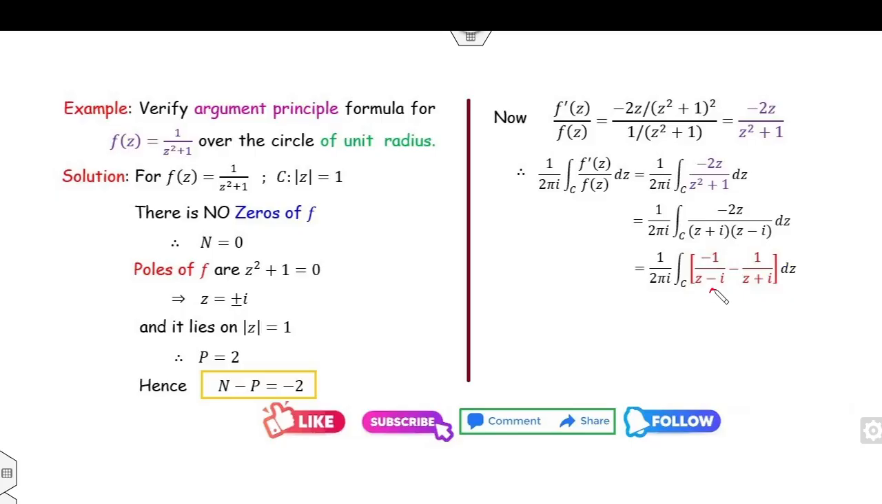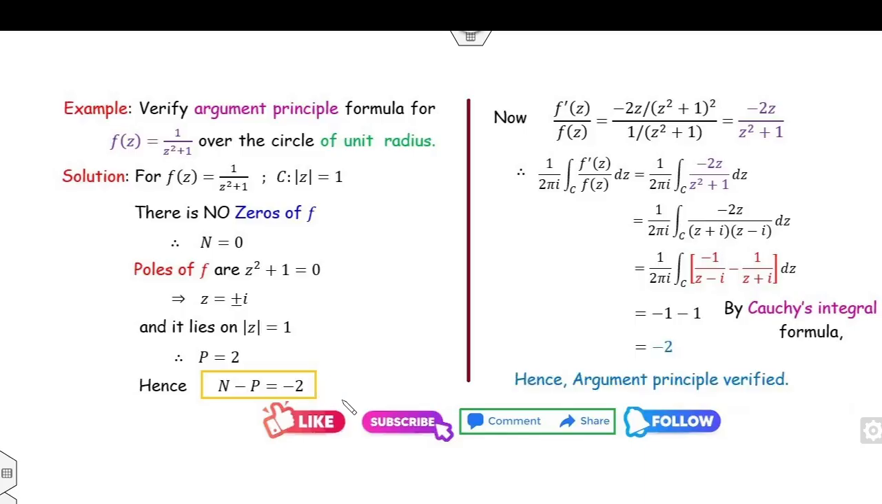Now you can see I can apply the Cauchy integral formula here. The integration of the first part is minus 1, the integration of the second part is plus 1, and both the poles iota and minus iota lie on the boundary of the circle. So the answer is minus 1, which is the same as n minus p. Therefore, the argument principle is verified.